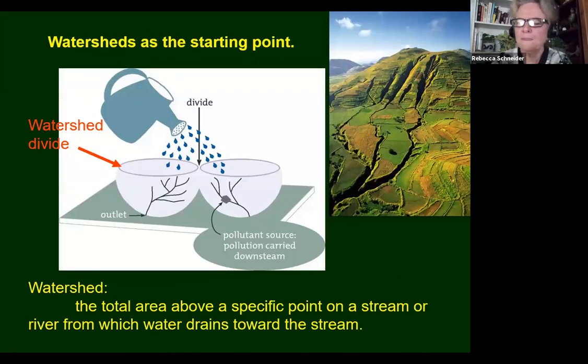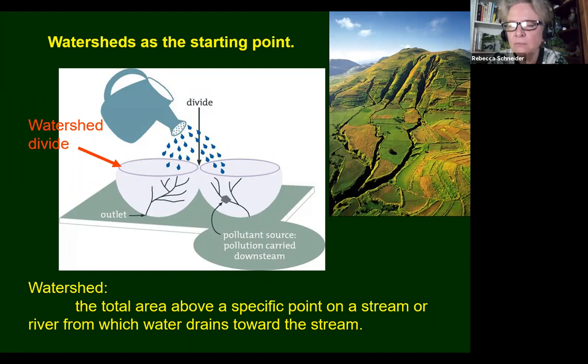Let's get started. So what is a watershed? A watershed I view as like the bowl. It's the bowl that all the rainfall falls in, and it runs down through the bowl and creates the stream channel network. The definition is the total area above a specific point on a stream or river from which water drains towards the stream. So I think of it as a bowl, and the lip of the bowl is the top of the hills.